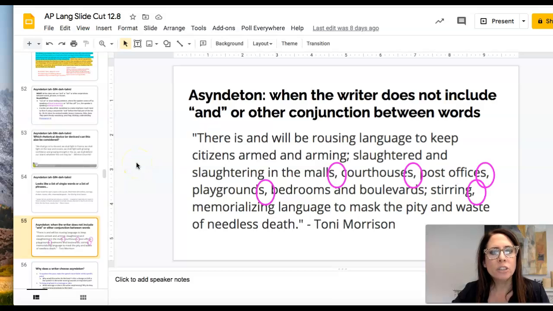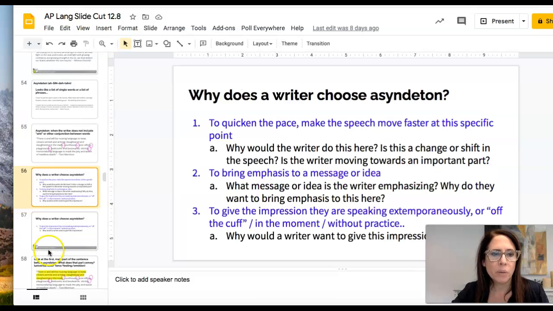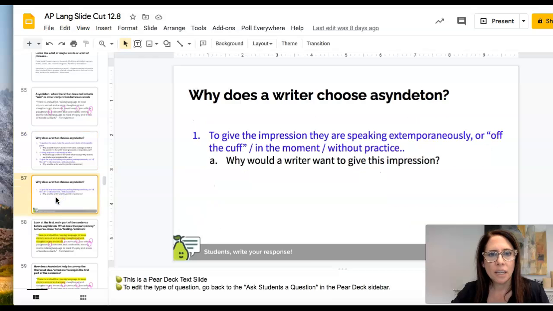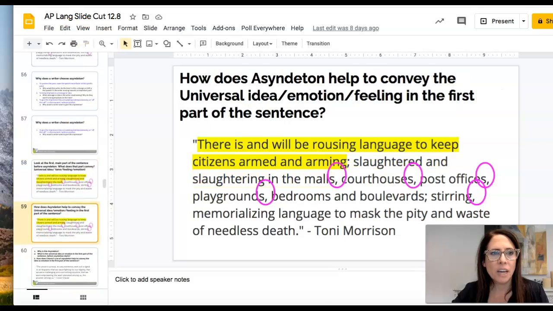So what asyndeton looks like in another sentence is the repetition of commas, right? Commas join, and the semicolons. And then you have to figure out to what effect it is creating. There we go again. And thinking about extemporaneous speaking, or off the cuff.